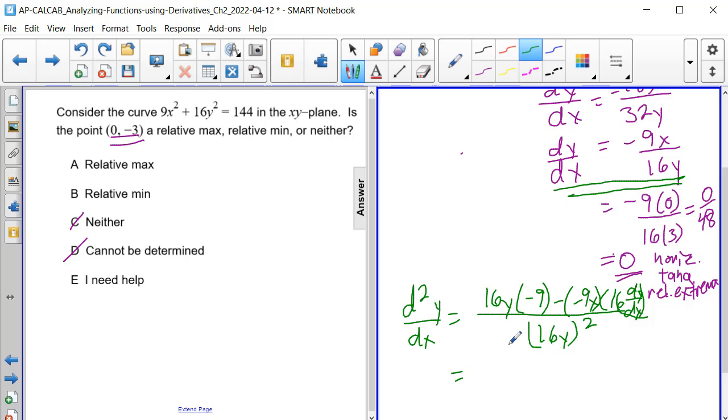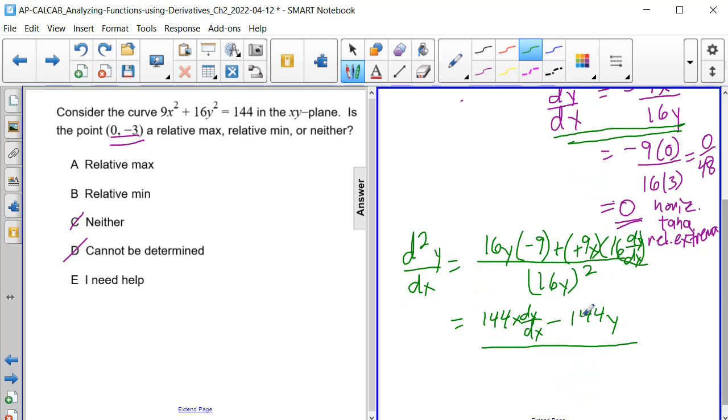And now let's simplify this. Negative 9 times positive 16 will give us negative 144y. And notice this minus negative will become a plus positive. So I'm going to put the negative number in this top expression second. So we'll have minus 144y. And then as our first term, we're going to have 144 times x times dy over dx. And then when we simplify the denominator, it's going to be 256y squared.